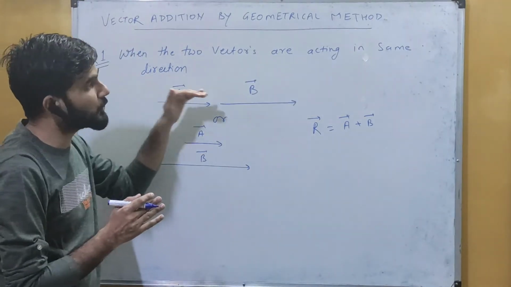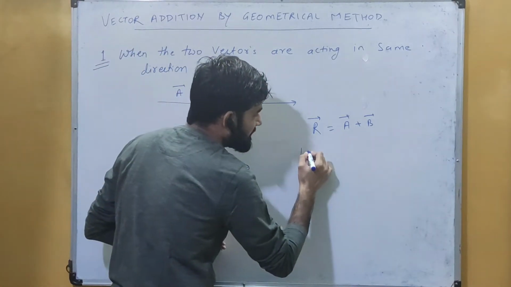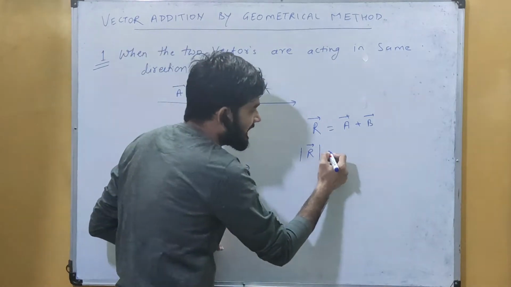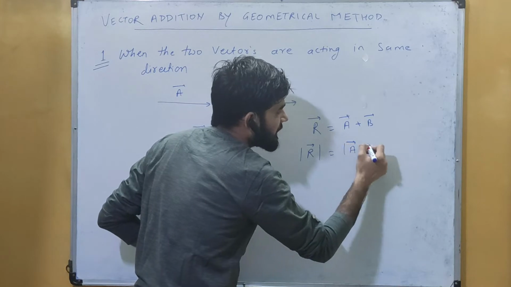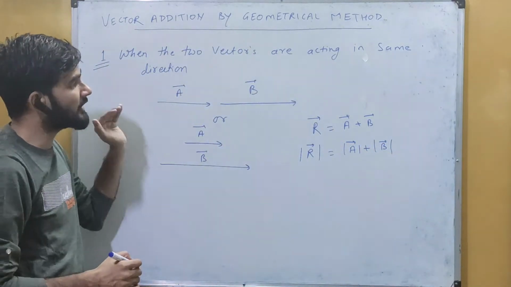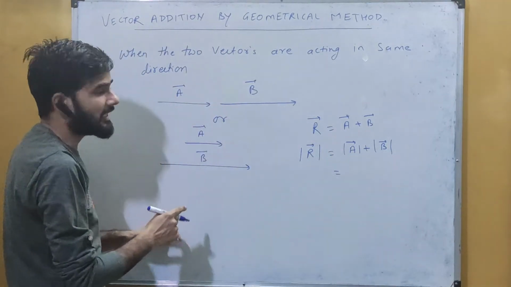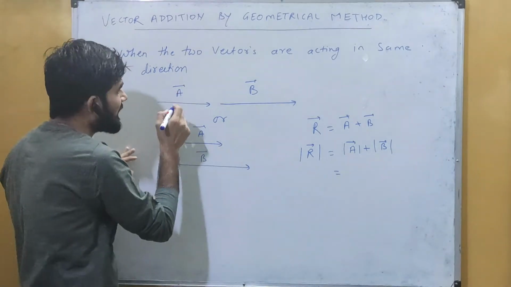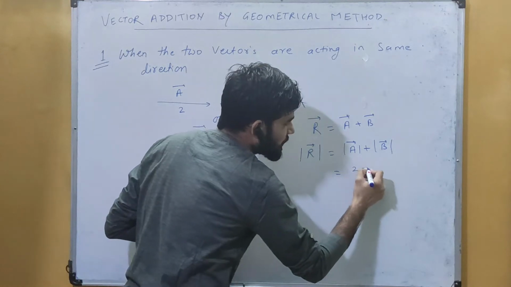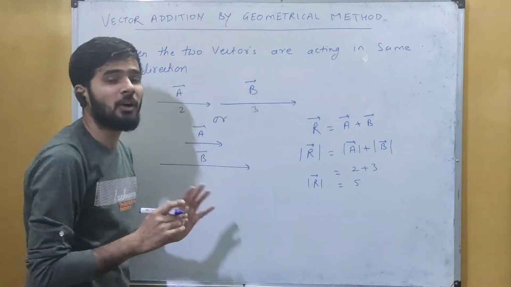But here, if two vectors are acting in the same direction, in that case we have to find its magnitude, and the magnitude is represented by this. This is the magnitude of the resultant. So here I can write directly the magnitude of A plus the magnitude of B, that is, in this case when the two vectors are acting in the same direction. So what is the magnitude of A? We can assume the value of A is 2, and what is the value of B? That is 3. So I can simply write 2 plus 3, that is equal to 5. So the magnitude of resultant is equal to 5.